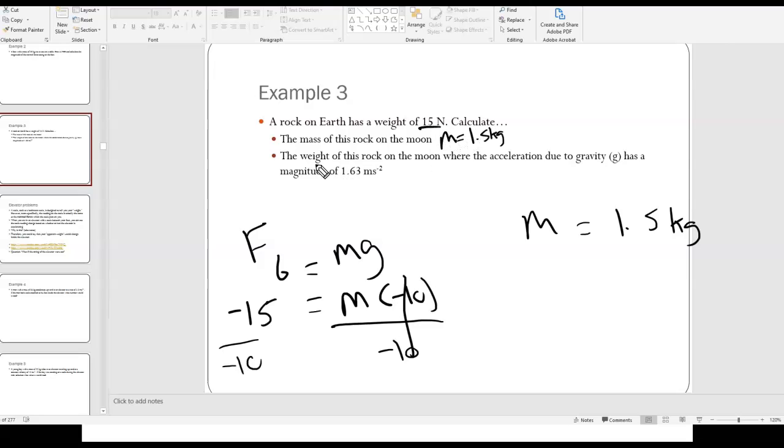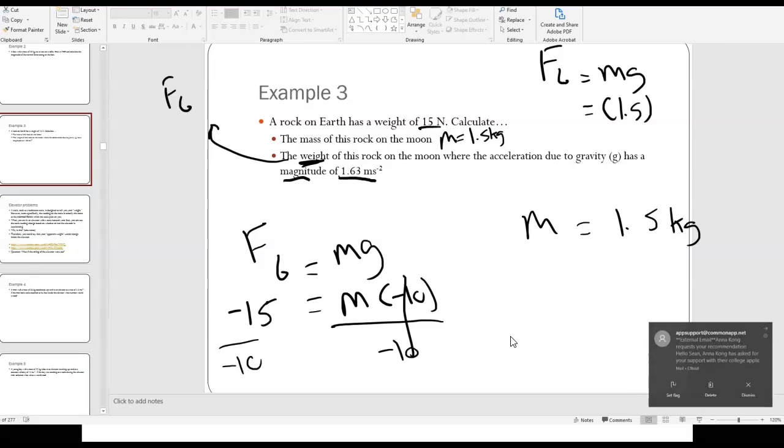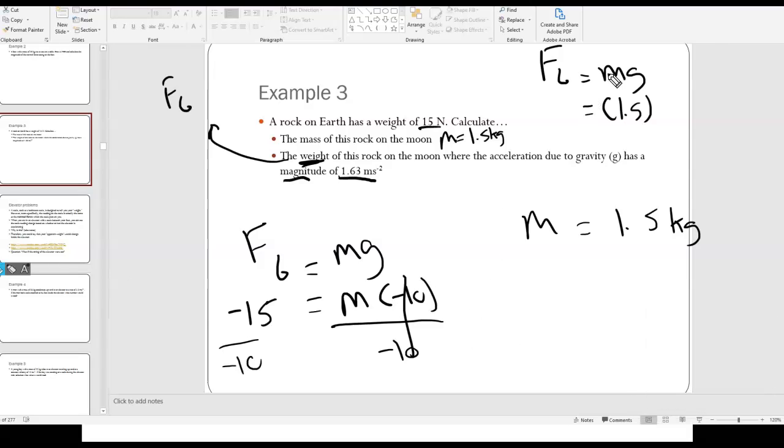Now the second question says the weight of this rock on the moon where the acceleration due to gravity has a magnitude of 1.63 meters per second squared. So now we're asked to find the weight, which is force of gravity. We know the equation for force of gravity. And now we know the mass is 1.5 kilograms. G, the acceleration due to gravity, has a magnitude of 1.63 meters per second squared. So what am I going to plug into this equation? I'm going to put negative 1.63 meters per second squared.